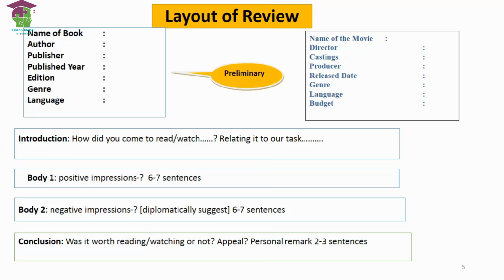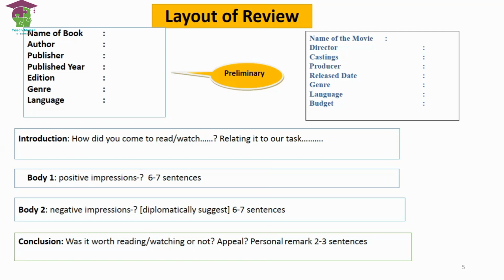After that you have to write the author, publisher, published year, edition, genre, language. These things will be mentioned. If you are writing a movie review, name of the movie, director, castings, producer, release date, genre, language, budget. So these things are to be written in the preliminary part before you write the introduction part.